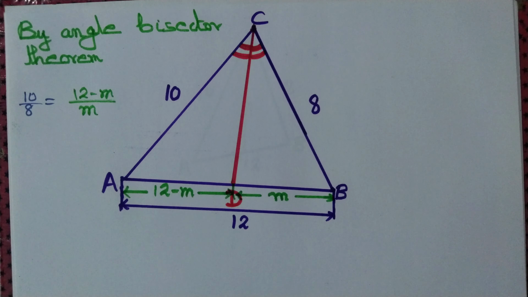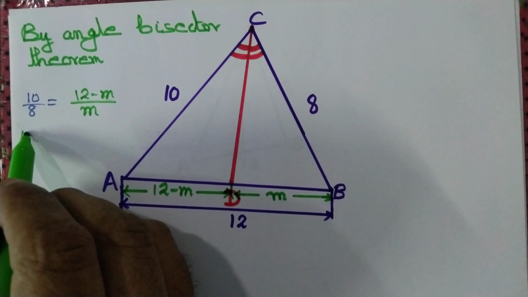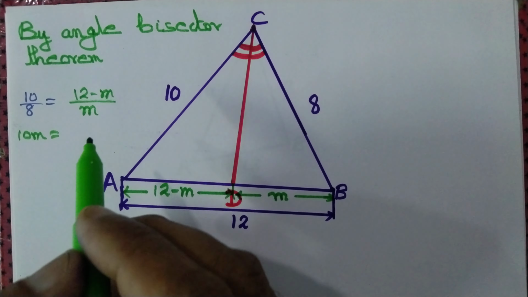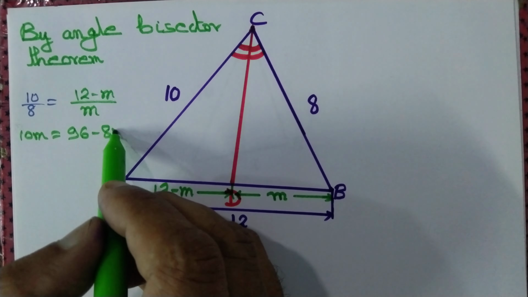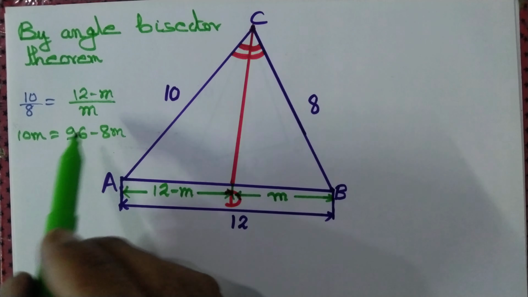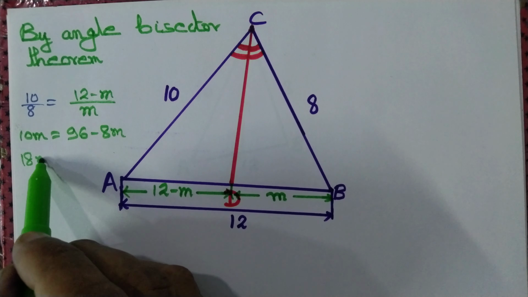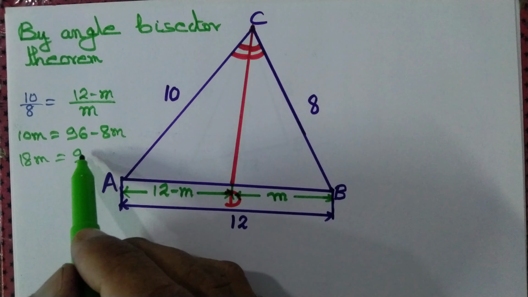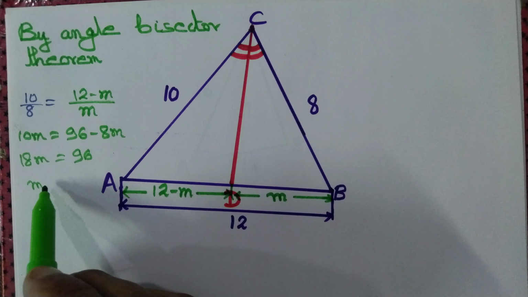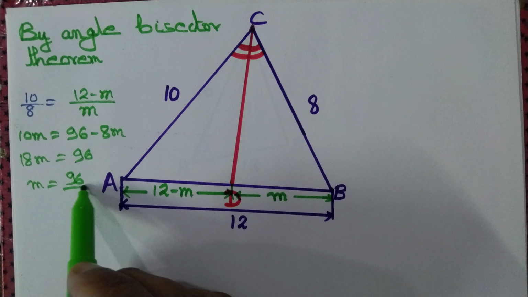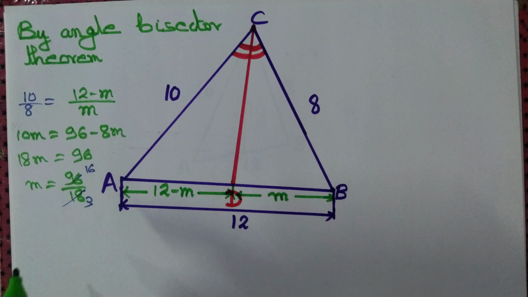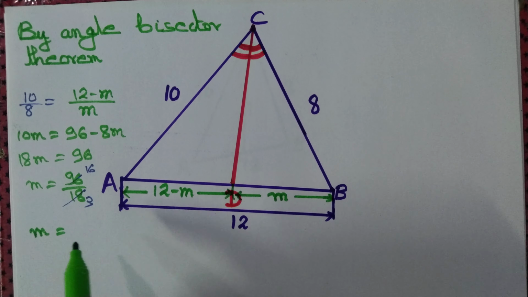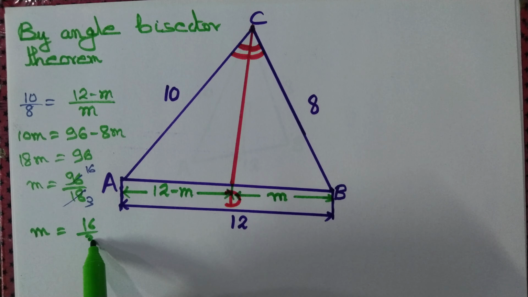Can we solve for m? Of course. 10 m equal to 96 minus 8 m, or 18 m equal to 96, or m equal to 96 divided by 18. We can cancel by 6 out to say that m equal to 16 by 3.